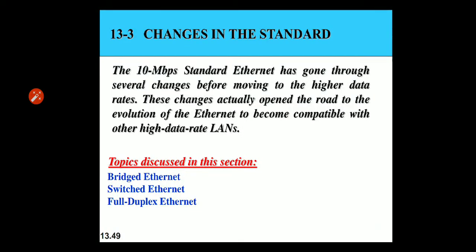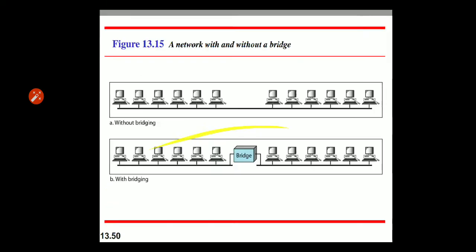Today we see the concept of the changes in the standard Ethernet. The 10 Mbps standard Ethernet has gone through several changes before moving to a higher data rate, and these changes actually open the road to the evolution of Ethernet to become compatible with other higher data rate plans. So today we discuss the topics of bridged Ethernet, switched Ethernet, and full duplex Ethernet.